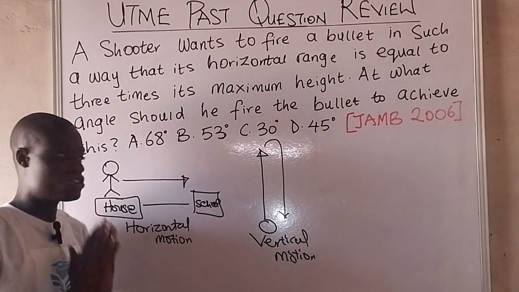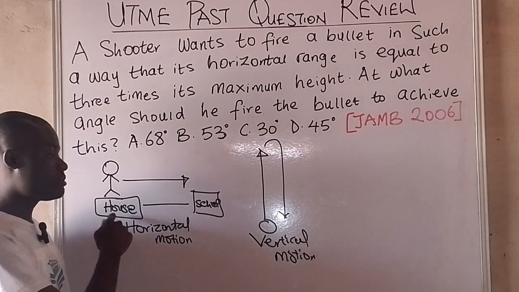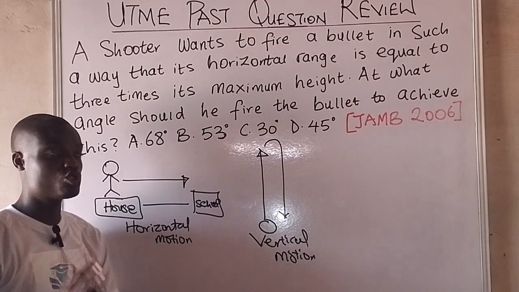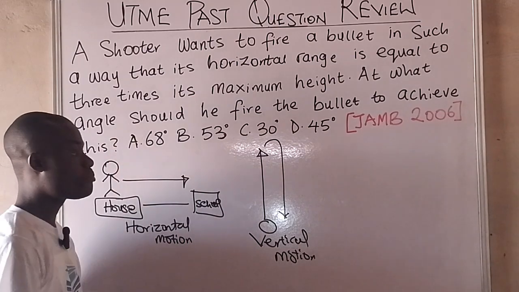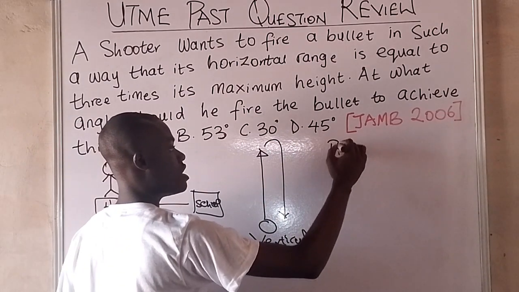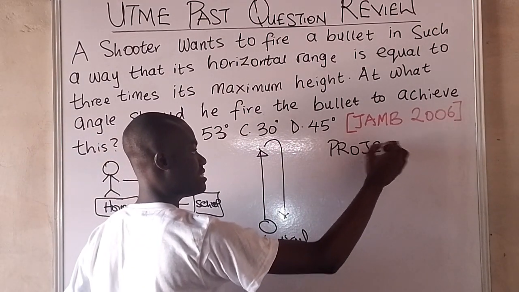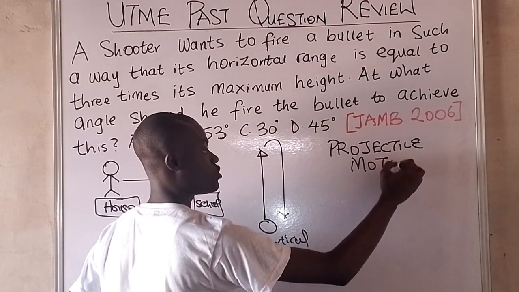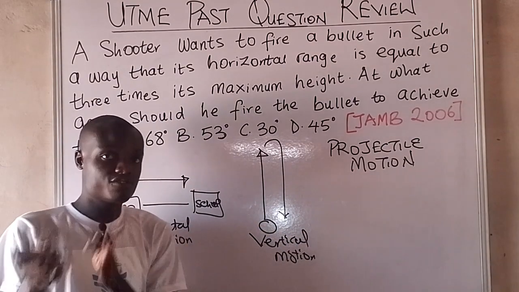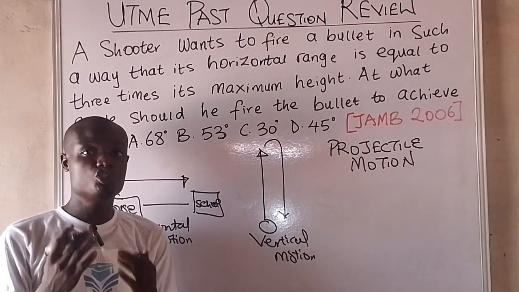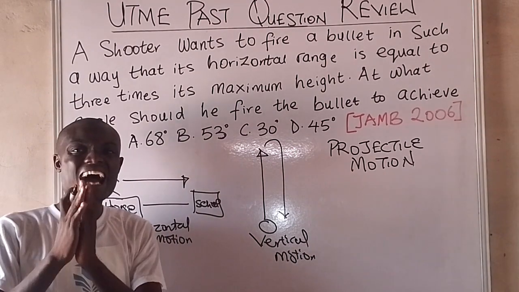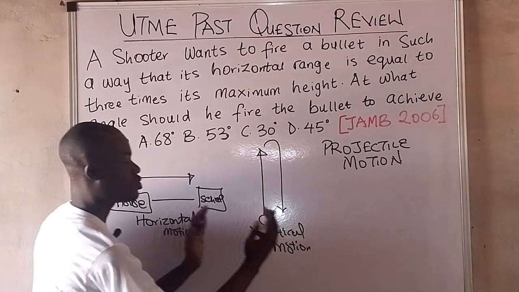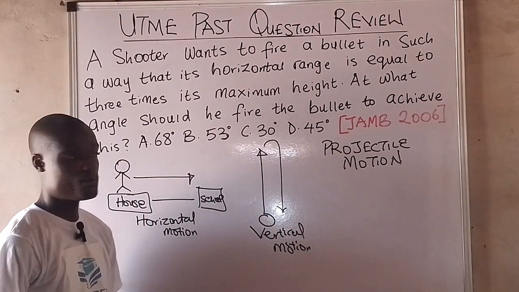So let's take a look at something. The boy walking from his house to his school, a horizontal motion, throwing a ball upward, a vertical motion. But in the case of a projectile motion, like I said, it is a type of motion in which a body is thrown into a gravitational field, that is a region under the influence of gravity. And in the case of a projectile motion, it combines both horizontal motion and vertical motion.